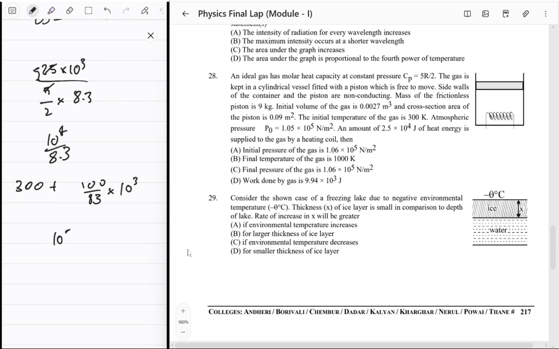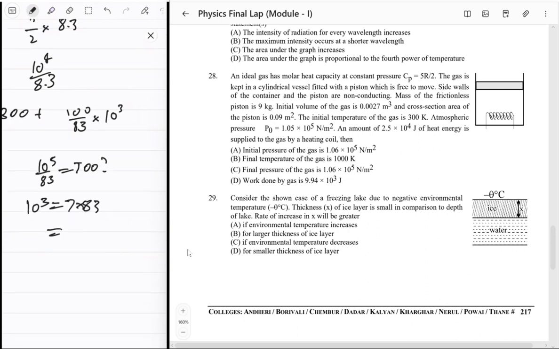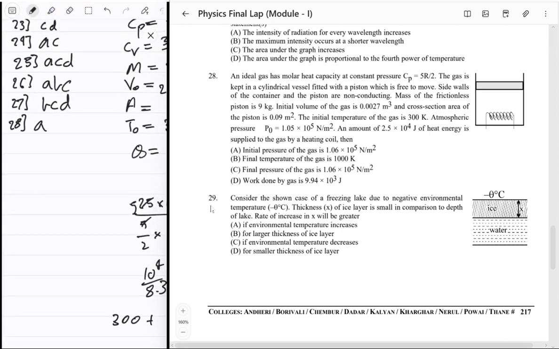10 power 5 upon 83 is equal to 700? It's like saying is 10 power 3 equal to 7 times 83. It's like saying is this equal to, yeah, 1, 2 carried on, you got 56, okay, like 5, 7. No, it's not even matching that. It's only half of it. So B is wrong. Final pressure of the gas will remain the same, no biggie. Work done, so C is actually right. B is not right. C is right. Work done by the gas is 9.94 times 10 power 3 by the gas.